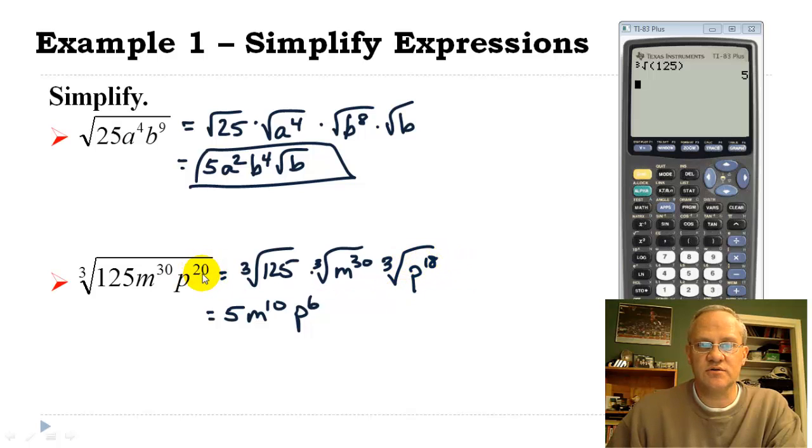What do we have left over? We still have 2 more p's here, so we still have the cubed root of p squared. And so that's what we're going to just leave in that form. So we have the cubed root of p squared.